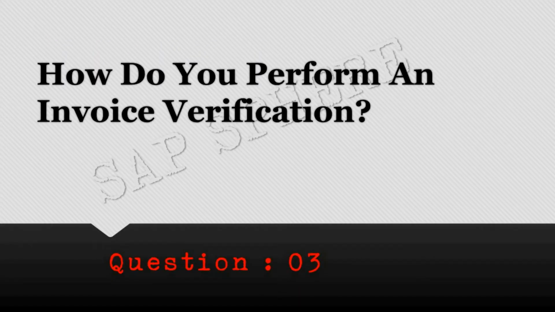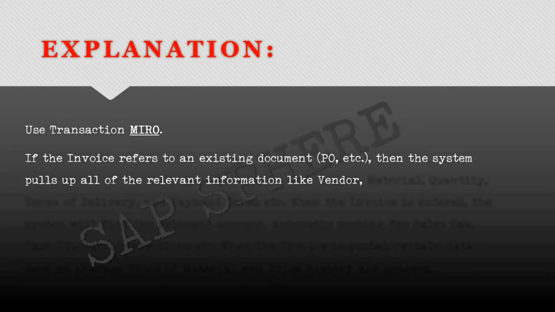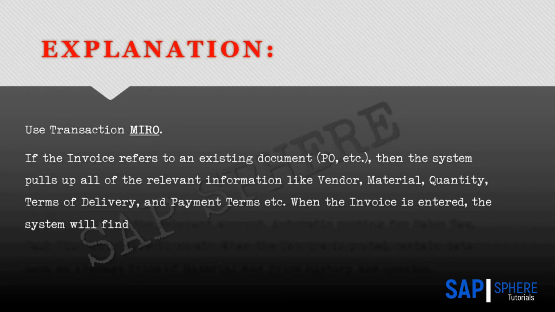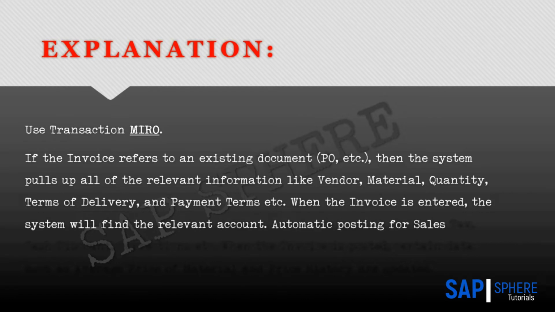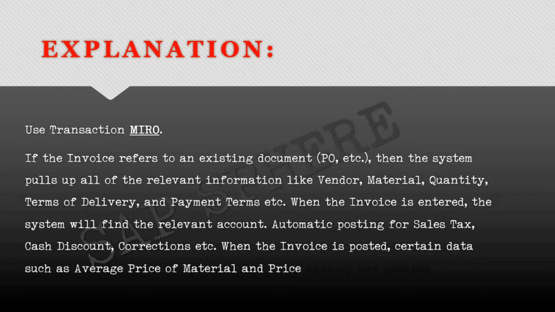How do you perform an invoice verification? Use transaction MIRO. If the invoice refers to an existing document, then the system pulls up all the relevant information like vendor, material, quantity, terms of delivery and payment terms, etc. When the invoice is entered, the system will find the relevant account, automatic posting for sales tax, cash discount, corrections, etc. When the invoice is posted, certain data such as average price of material and price history are updated.